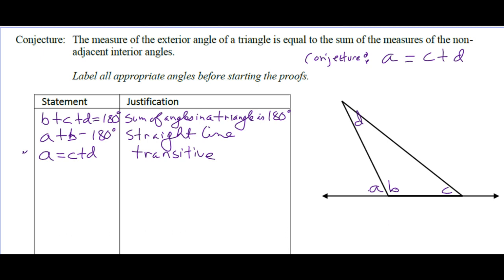Well, that's what we wanted to show, right? So let's toss in a little therefore. So therefore A is equal to C plus D, right? A plus B is 180. B plus C plus D is 180. That means that A has to be the same as C plus D. Something added to B is 180, and it's either A or it's C plus D. So therefore A is equal to C plus D. That's transitive, right? So we have shown that A is equal to C plus D.